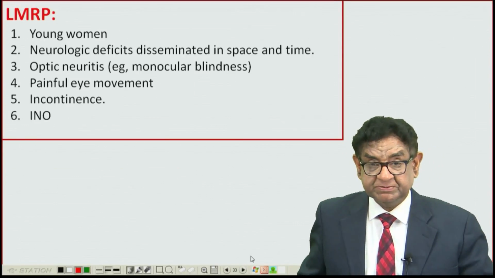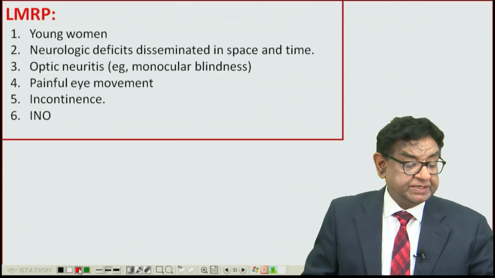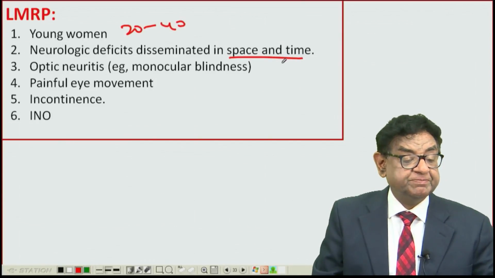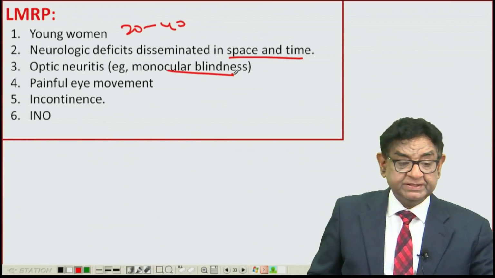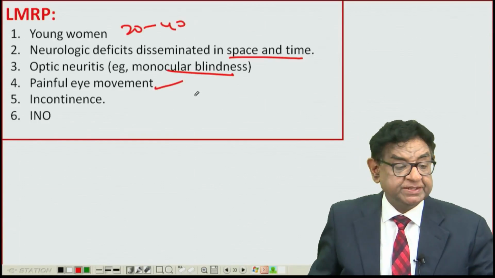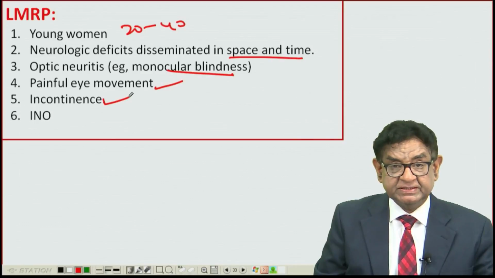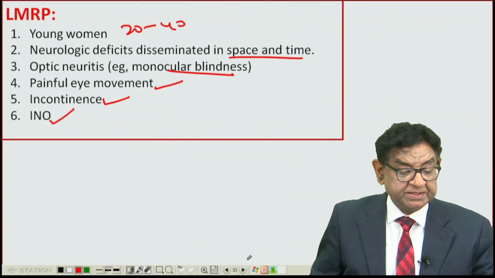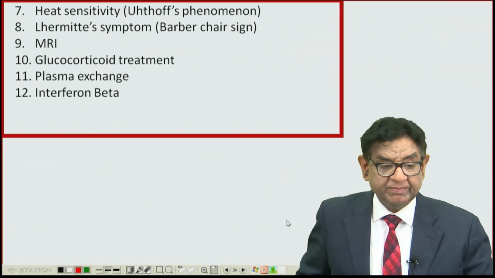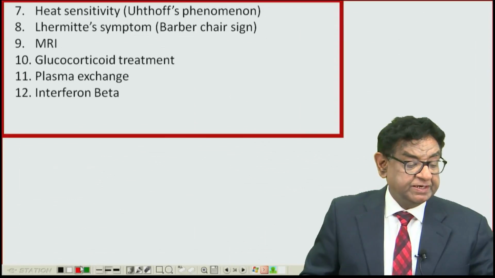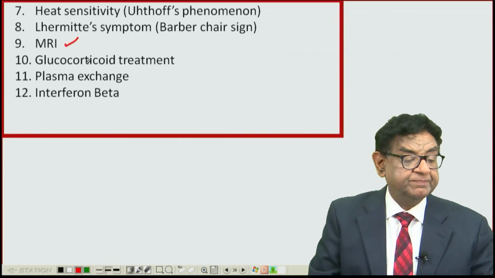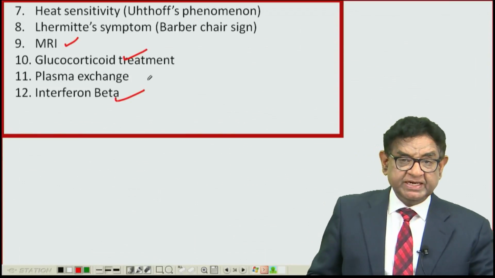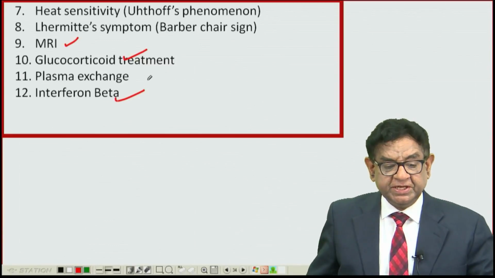So a quick recap, the last-minute revision points. For multiple sclerosis, young ladies 20 to 40 years, neurological deficit disseminated in time and space, monocular blindness due to optic neuritis. In optic neuritis, painful eye movements are there. In the bladder, the patient can have incontinence or maybe urgency, maybe urine retention. INO, internuclear ophthalmoplegia, is a characteristic feature. Heat sensitivity is Uhthoff phenomenon. Lhermitte sign is the barber chair sign. Best initial test and the most accurate test is MRI. Treatment for acute attack, steroid or plasma exchange, and for prophylaxis, we can use interferon beta, and a large number of other drugs are there. Thank you very much for watching this video.